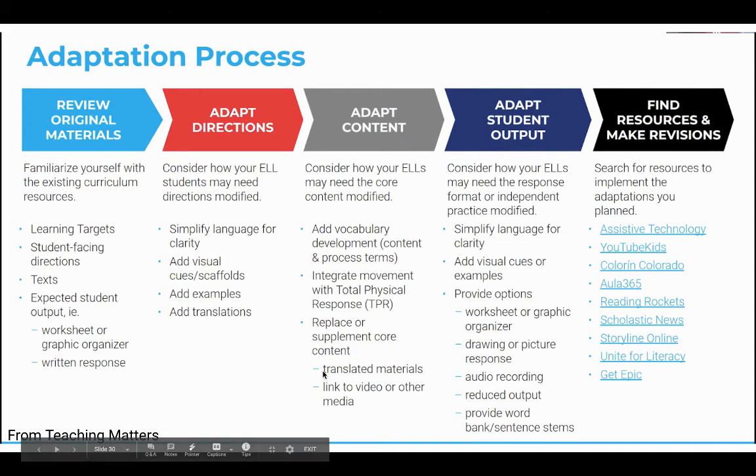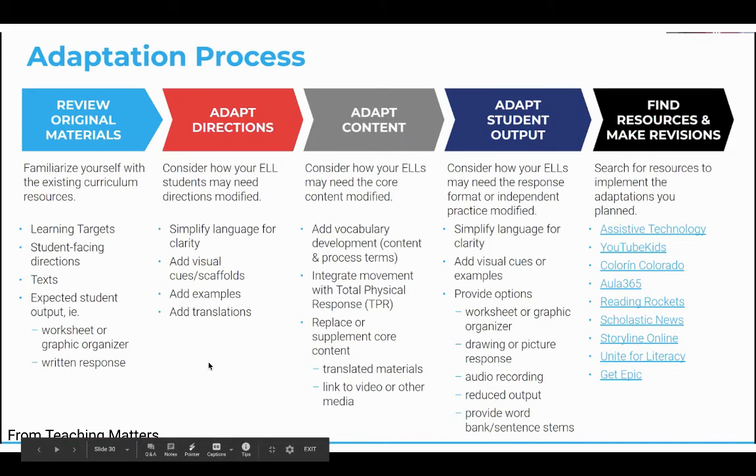All right, so what we've just gone through really quickly is not all the little details you need to keep in mind. The adaptation process is multi-step as well. You look at the original materials, you look at how you can adapt the directions, you look at how you can adapt the content, and then you look at how the student's output can be adapted. Then you find resources. Some people just go, let's find a resource and then try to stick it in here. I suggest going to your basic lesson and trying to adapt things along this continuum.